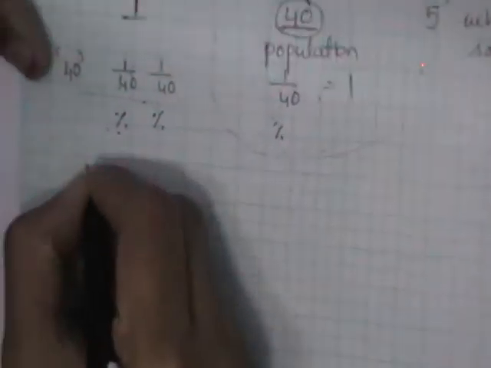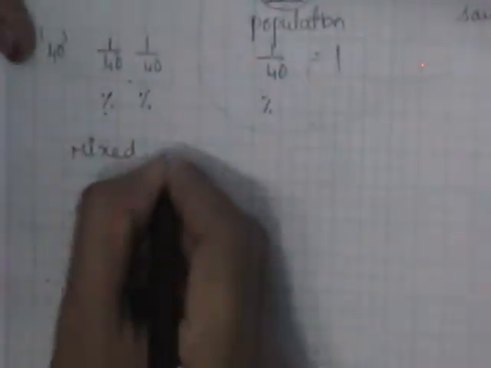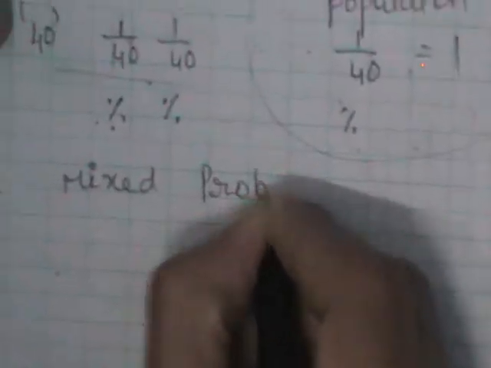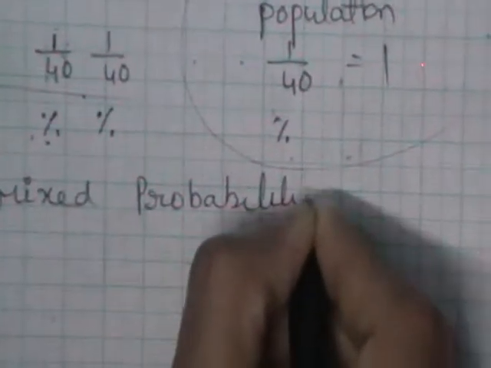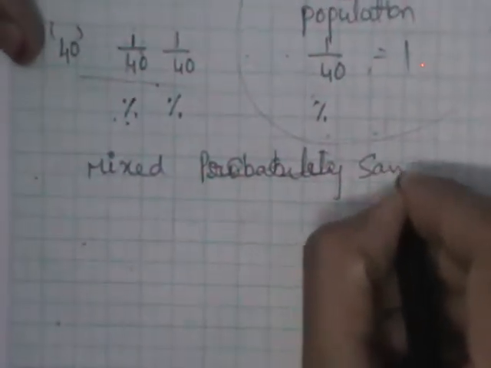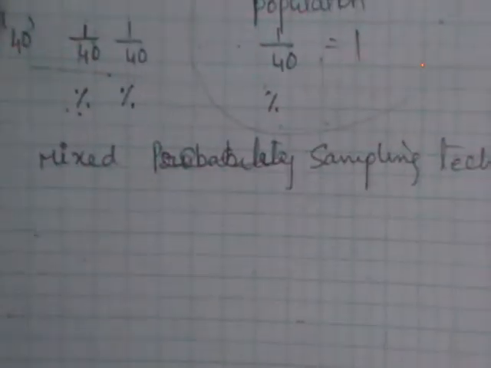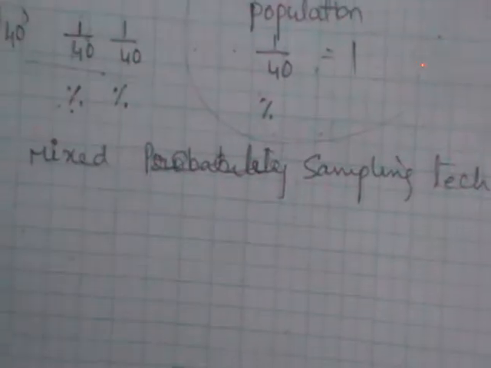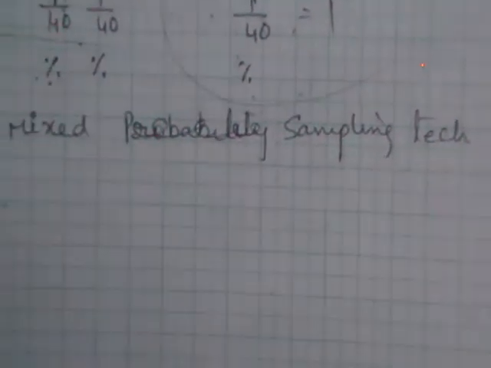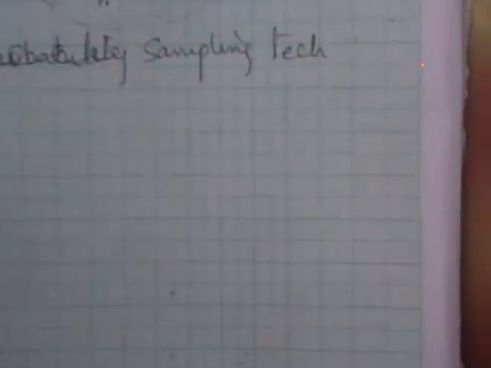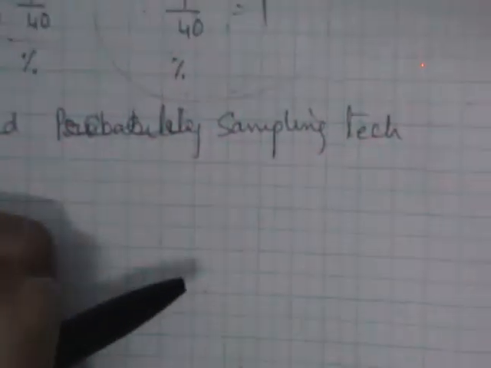The next one, the third one, is mixed sampling techniques. As the name itself tells, partially we are going to use probability sampling and partially we are going to use judgment sampling. Whenever we use both the techniques, we call those mixed sampling techniques.